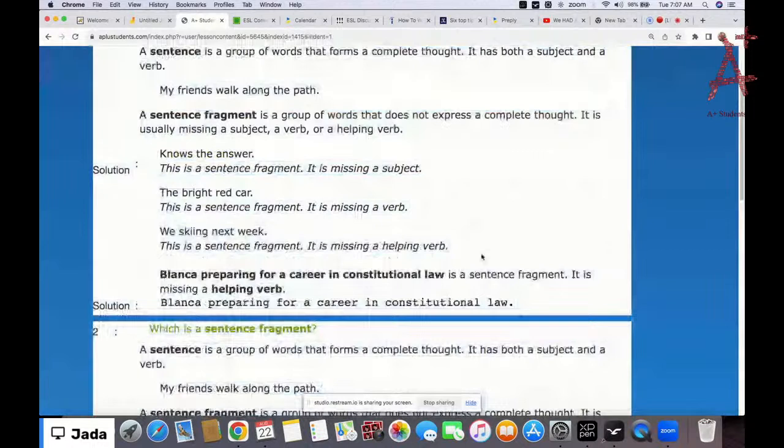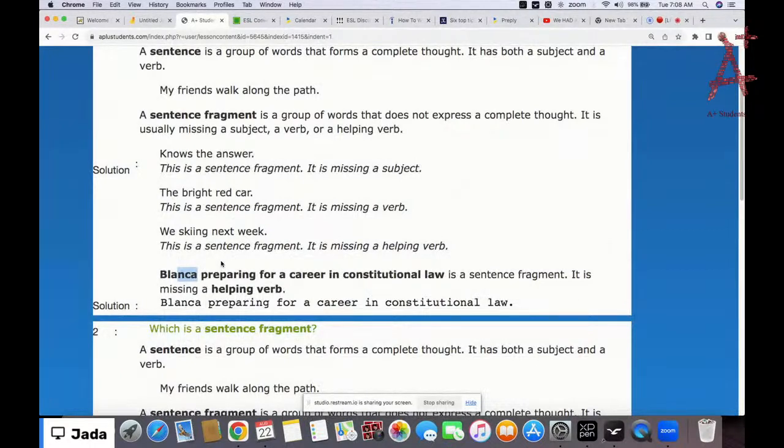So "Blanca preparing for a career in constitutional law" is a sentence fragment. It is missing a helping verb. In this one, you can literally say "Blanca is preparing for a career in constitutional law." But as written, it's missing a helping verb.